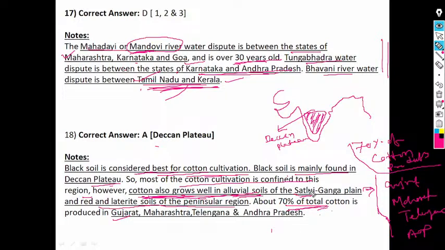However, cotton also grows well in the Satluj Ganga plain, in Punjab, and red laterite soil in the peninsular region. Cotton production is also good there, apart from the black soil.